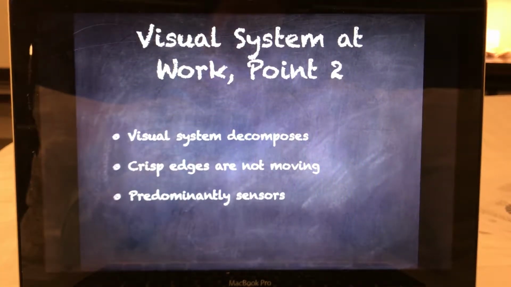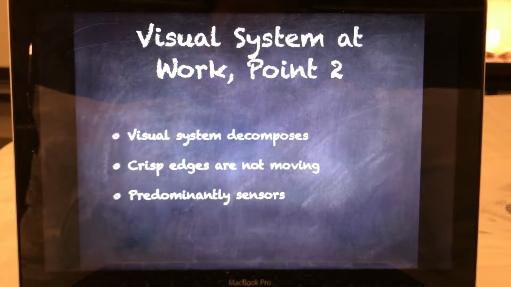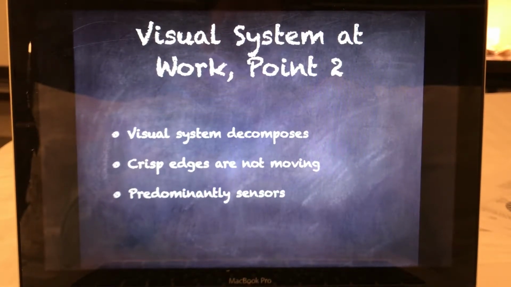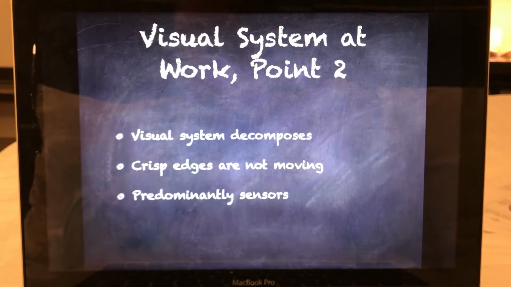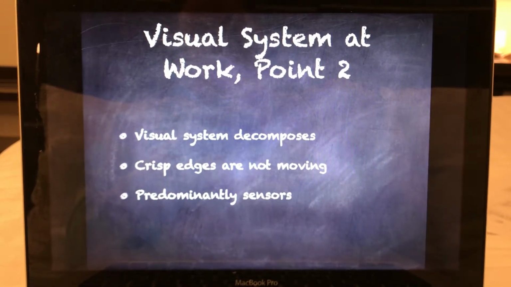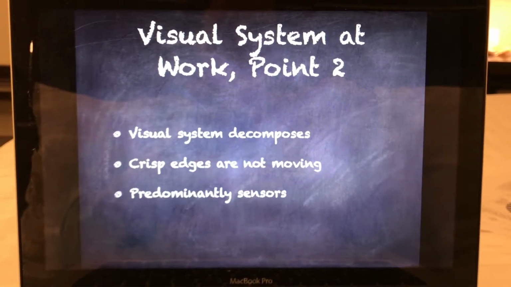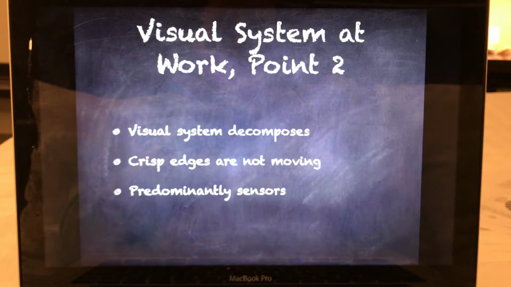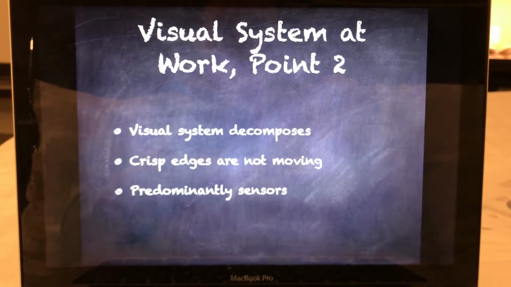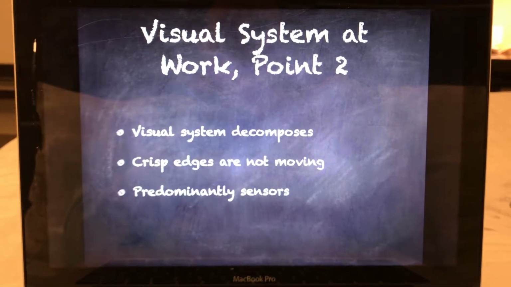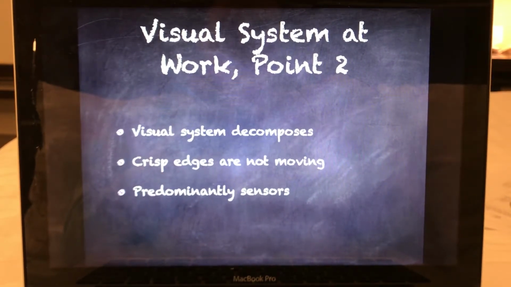The second point is that the visual system decomposes images into separate representations at a variety of spatial scales from coarse to fine. Motion is measured separately within each of these representations before they are recombined. In the rotating snake illusion, a viewer sees motion even though the crisp edges are not moving, because motion detectors at intermediate spatial scales get activated, meaning that it is predominantly sensors at a coarser scale that generate the illusion of motion.